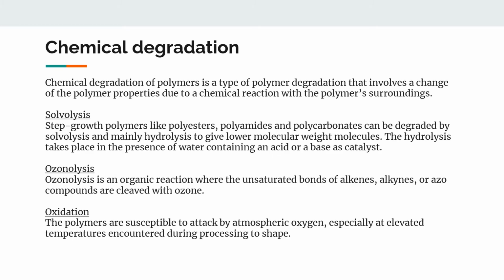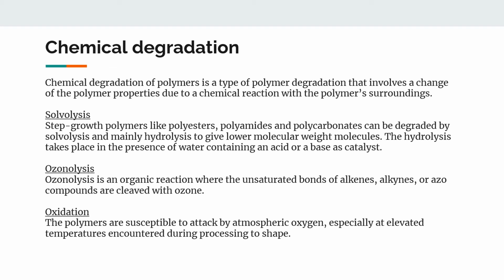Another type of degradation is chemical degradation, which involves a change of the polymer properties due to a chemical reaction with the polymer surroundings. There can be three ways to have a chemical degradation. One of them is solvolysis, where step growth polymers like polyesters, polyamides, and polycarbonates can be degraded by solvolysis, mainly hydrolysis to give lower molecular weight molecules. The hydrolysis takes place in the presence of water containing an acid or base as catalyst.